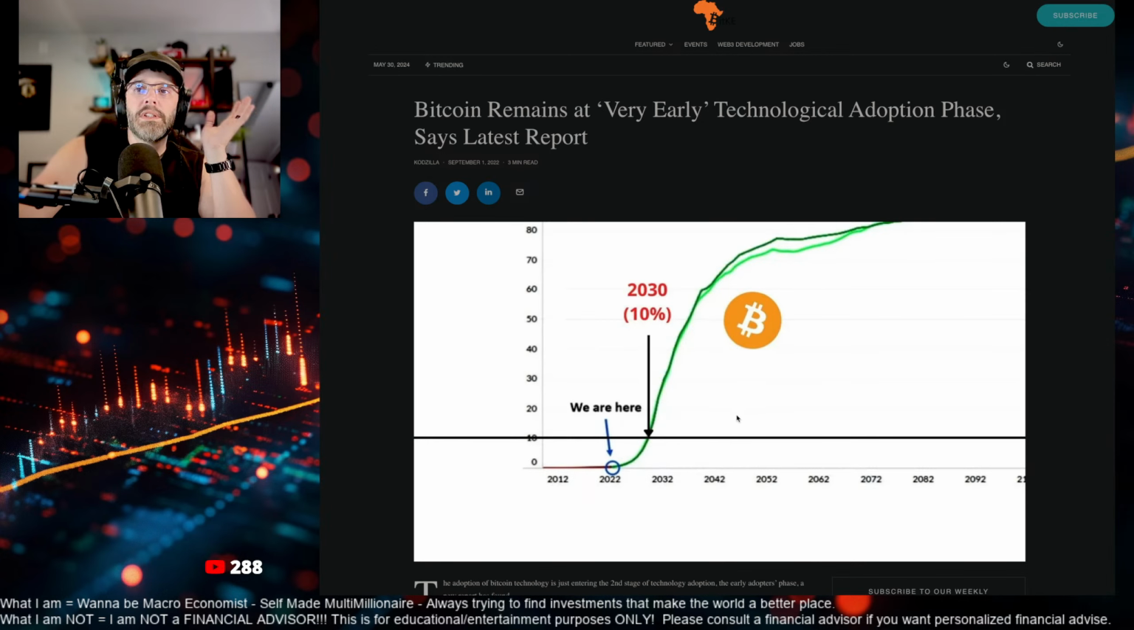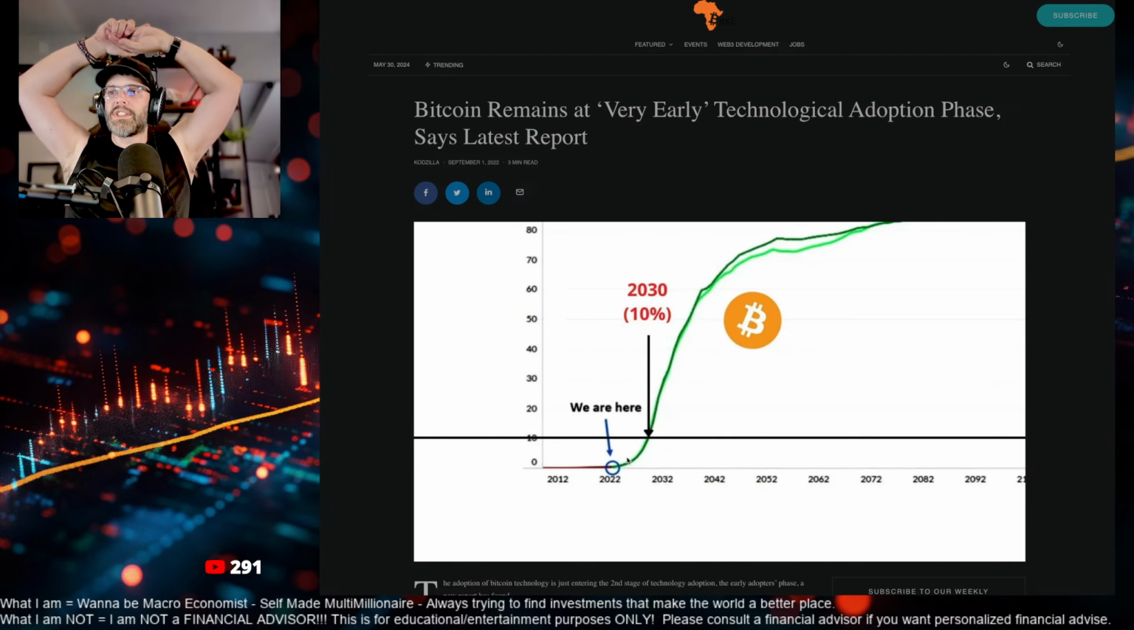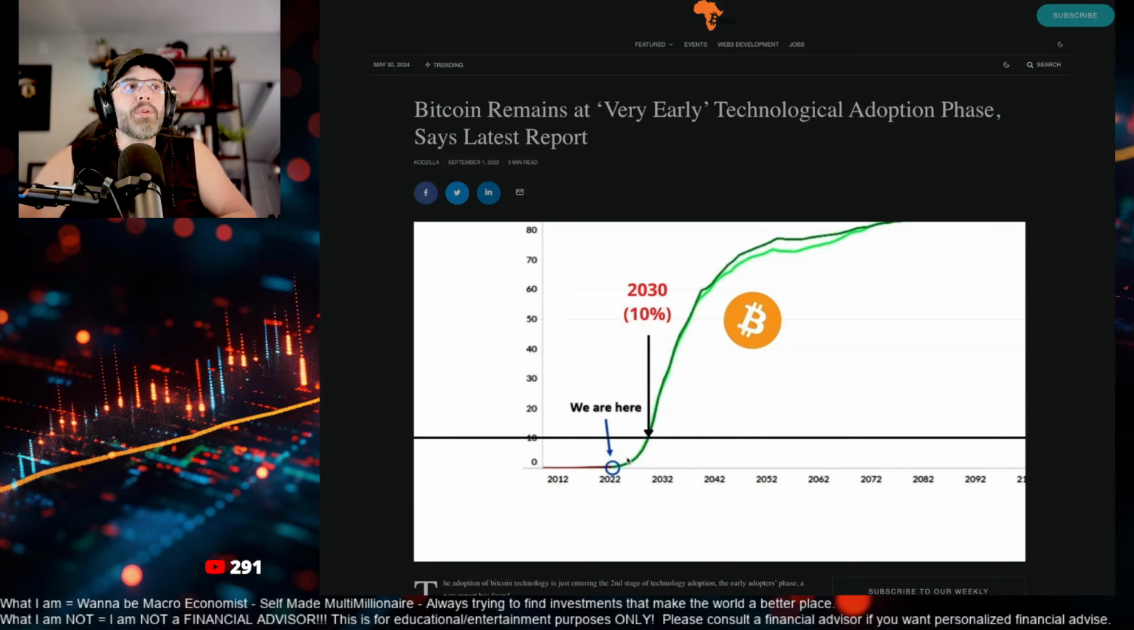All right. Bitcoin. I wanted to show this one too. Again, it's all about the S-curves, right? It says Bitcoin remains at very early technological adoption phase, says latest report. This is from 2022. It's old. We're probably like all the way up here, guys. But you got to realize that even if we take just a couple of percent of the different forms of wealth and debt that we use as stores of value around the world, and gold and real estate and all these other things, right? That's where we are, guys. We're down here.